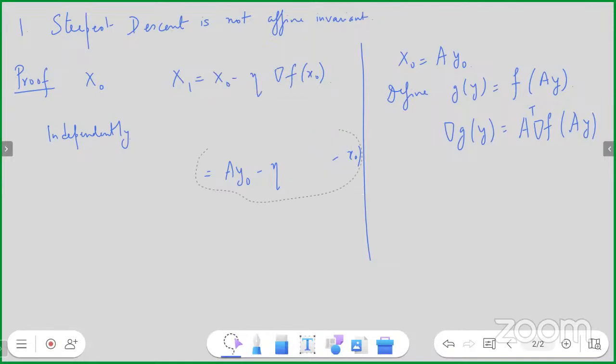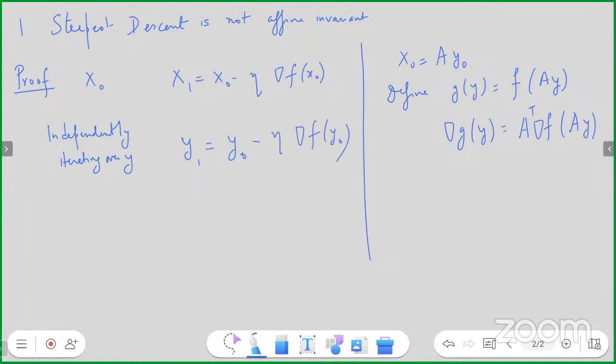And is this as well? Okay, so independently iterating over y, we'll get y1 is equal to y0 minus eta del f of y0 multiplied by A.